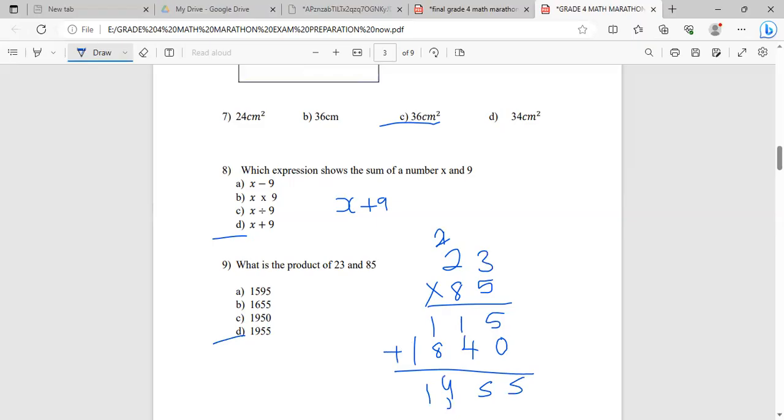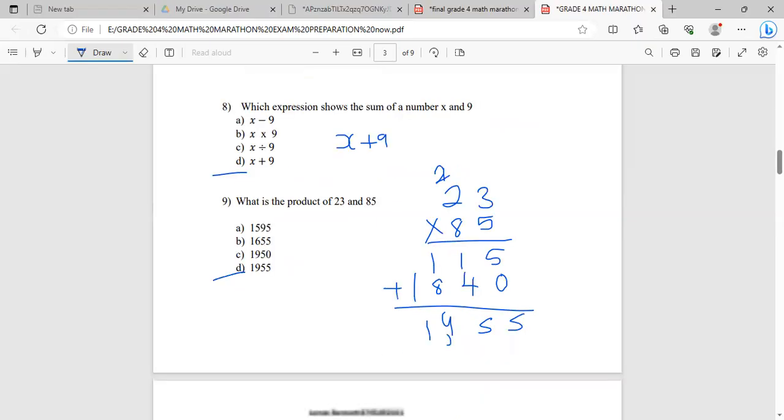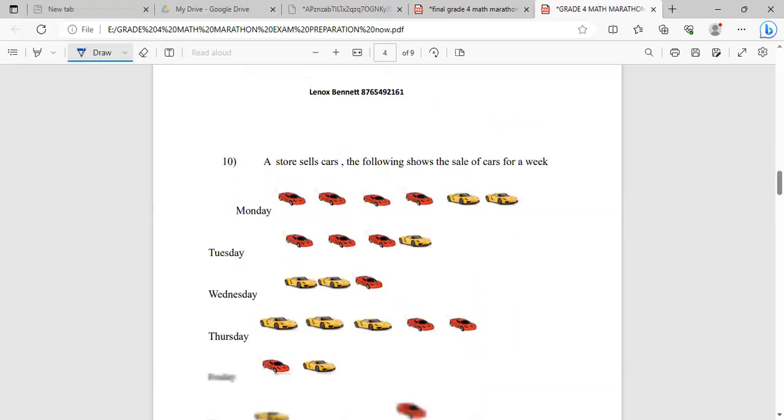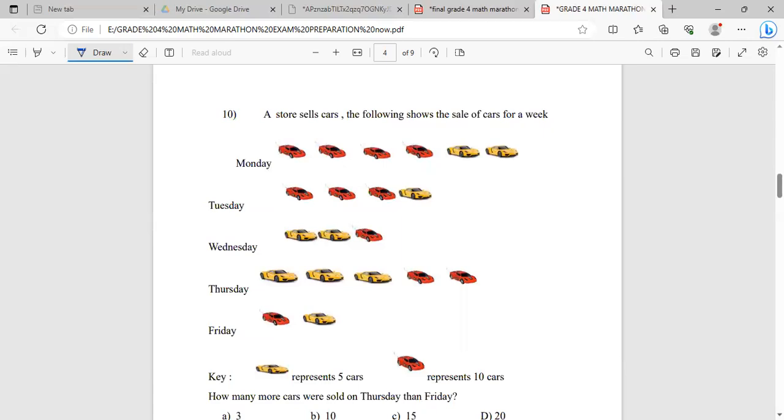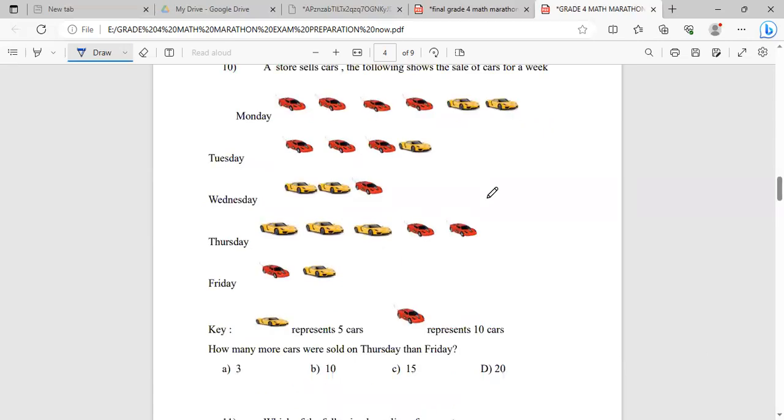Let's move on to number 10. Look for a pretty car, guys. All right, a store sells cars. The following shows the sale of cars for a week. Monday, these cars were sold. Tuesday, these cars were sold. Wednesday, these cars were sold. Thursday, these cars were sold. And Friday. And now, this is the key.